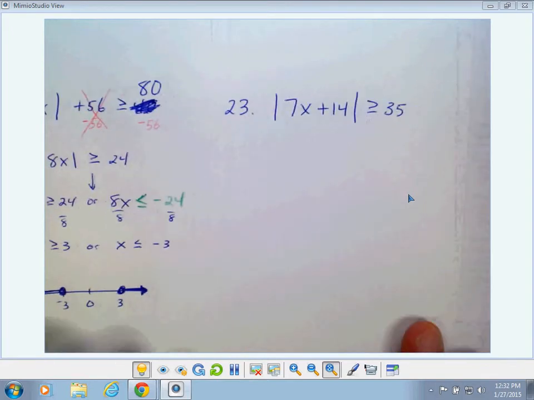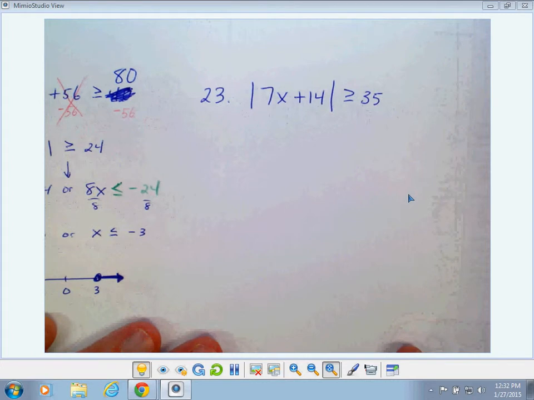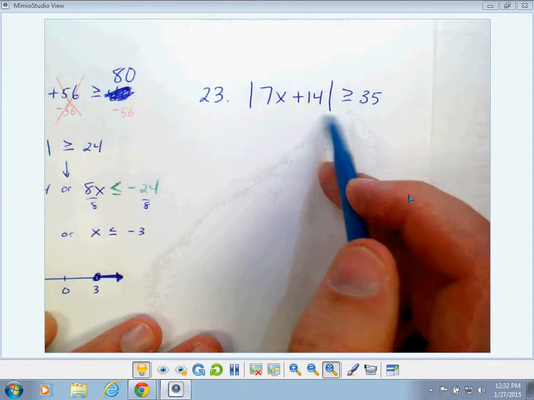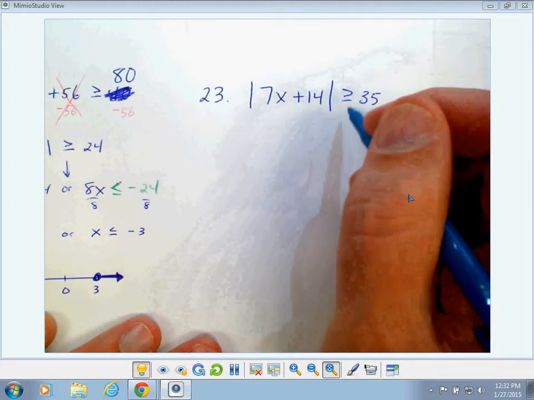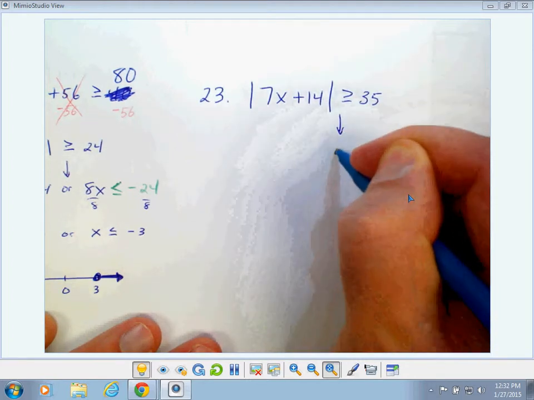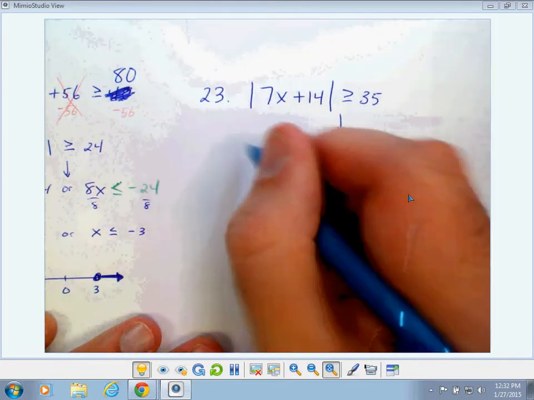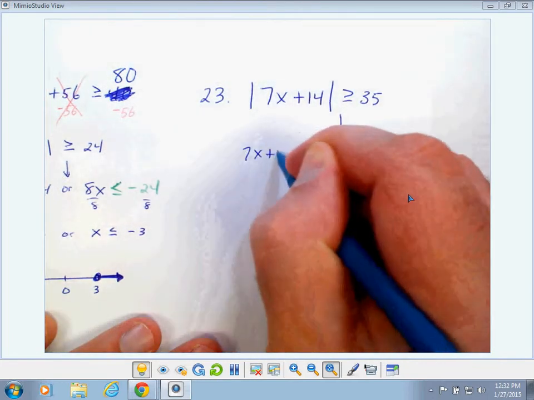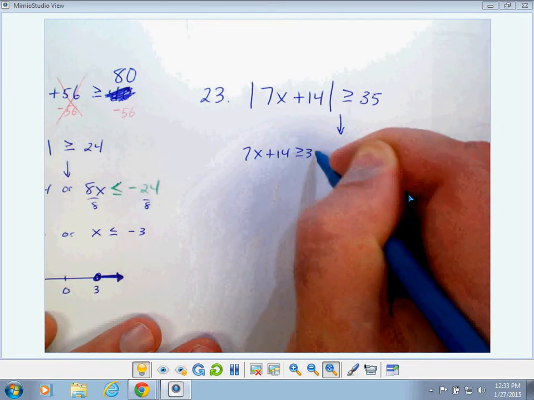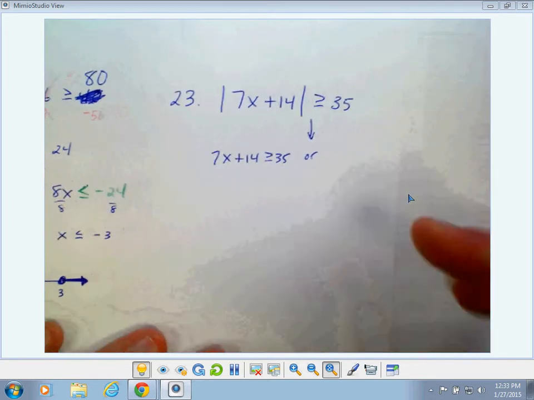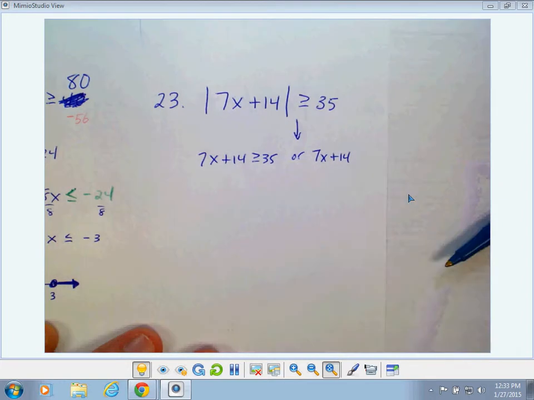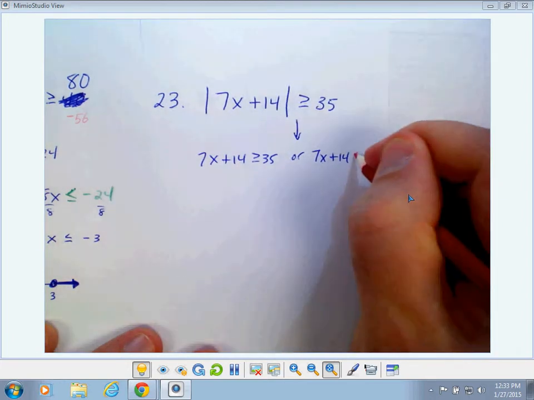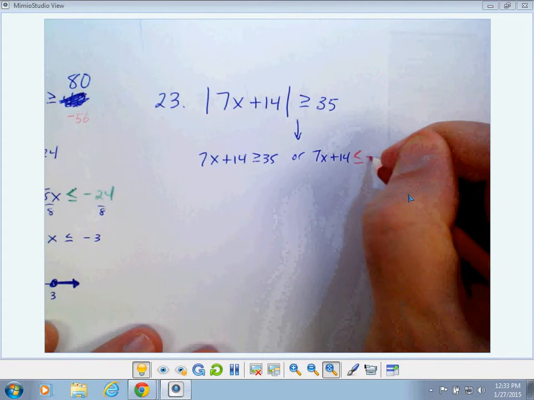So we go on to number 23. Starting to see a pattern here. These ones, again, have everything in the absolute value, so we'll need to separate it as it is. There's no need to do anything else first. We have to separate it now. Or, so 7x plus 14 greater than or equal to 35, or the same thing on the other side, 7x plus 14, but it will be less than or equal to negative 35.